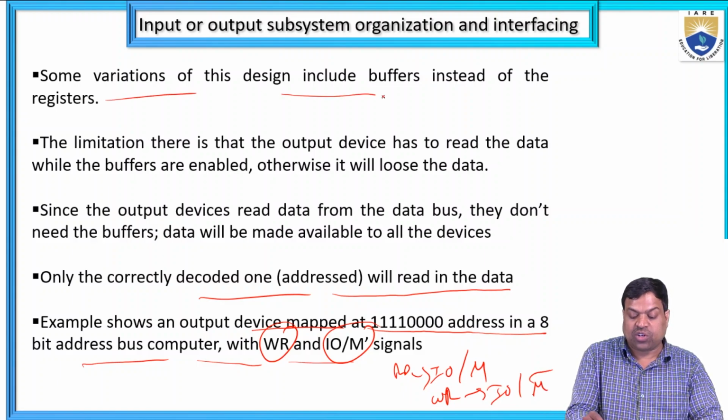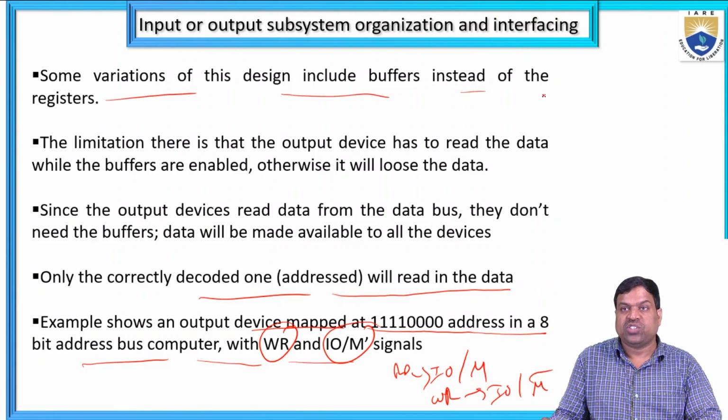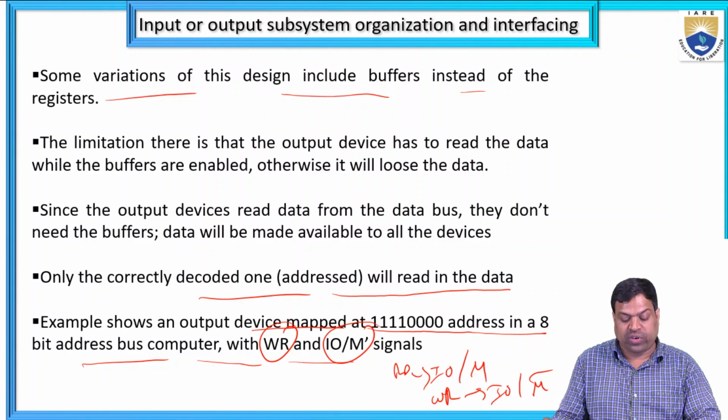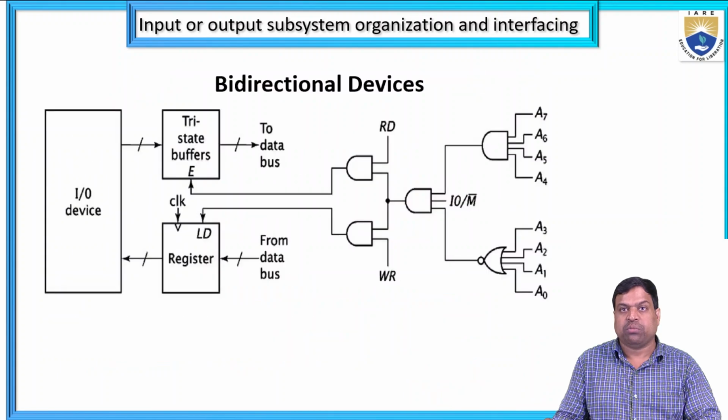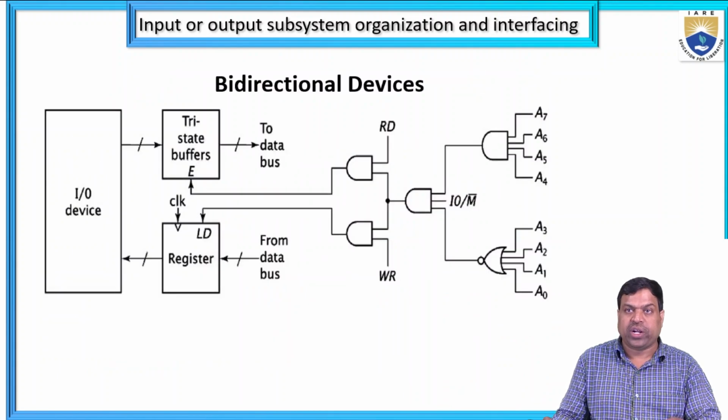So the variations of this design include a buffer instead of the register. The limitation there is that the output device has to read the data while the buffers are enabled, otherwise it will lose the data. The output devices read the data from the data bus, they don't need a buffer. Data will be made available to the devices, and only the correctly decoded addresses will read the data. And the output map has 8 address lines, and write is IO/M bar, and read means IO/M bar. It is bidirectional, meaning input and output.